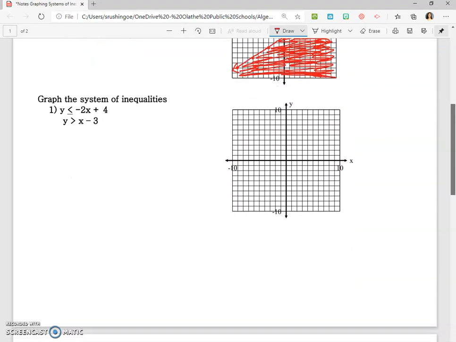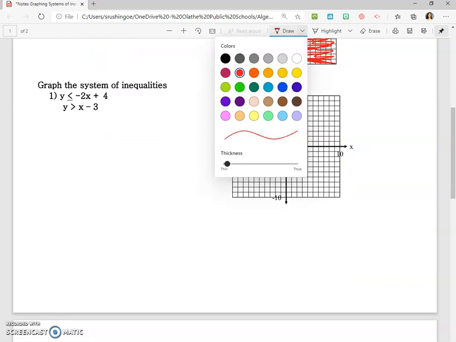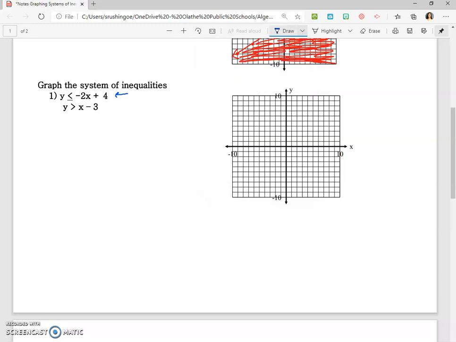Taking a look at systems, this is just drawing 2 of these on the same graph. So let's start with the first one. And I'm going to start at 4. Let's go ahead and write solid, and we are less than, so we are below. So start at 4, 1, 2, 3, 4, moving down 2 over 1.